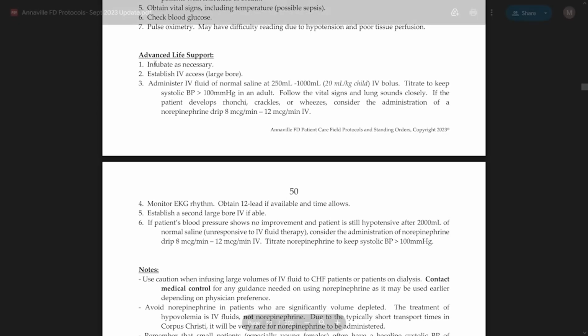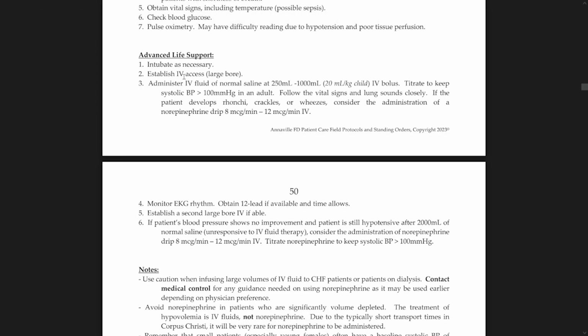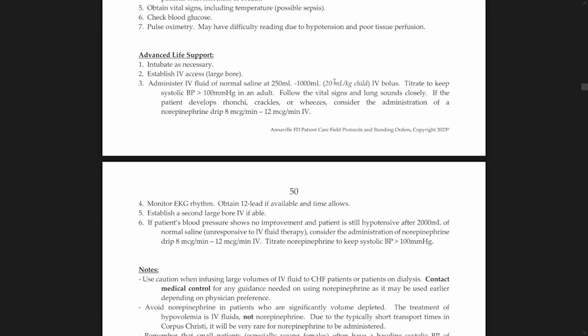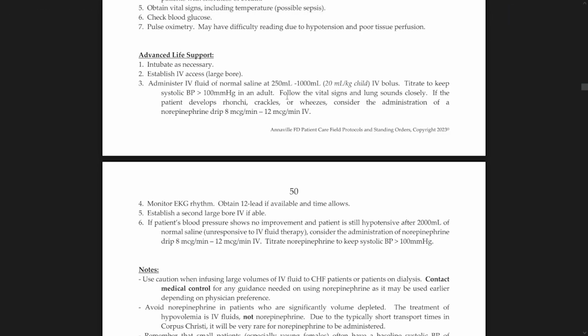For ALS, or advanced life support, intubate the patient as necessary. Establish an IV access with a large bore IV. Administer IV fluids at 250 to 1,000 cc's, or 20 mLs per kilogram for a child, as an IV bolus. Titrate to keep the systolic blood pressure greater than 100 millimeters of mercury in an adult. Follow the vital signs and lung sounds closely.